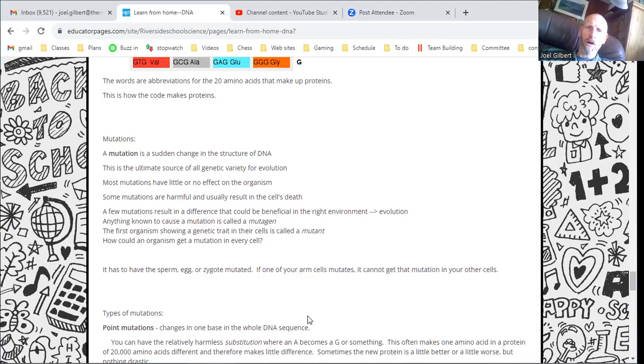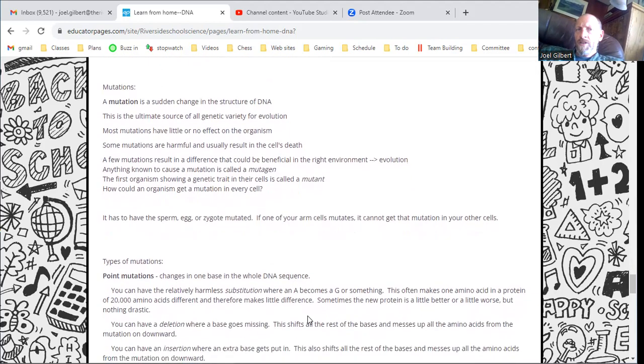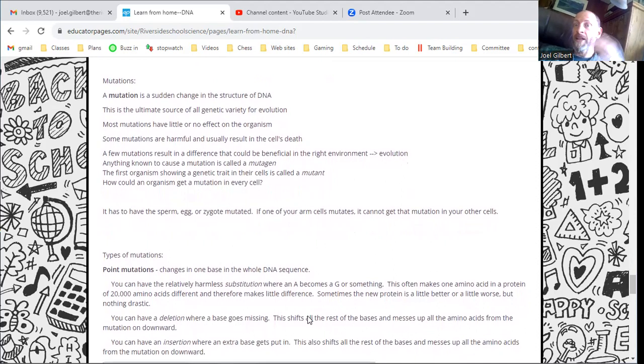Some mutations are harmful and cause the cell's death. Some mutations might be really harmful and cause the cell to grow uncontrollably. We call that cancer. Anyways, something that causes a mutation is a mutagen, generating a mutation. The first one to show it in all of its genes is called a mutant.